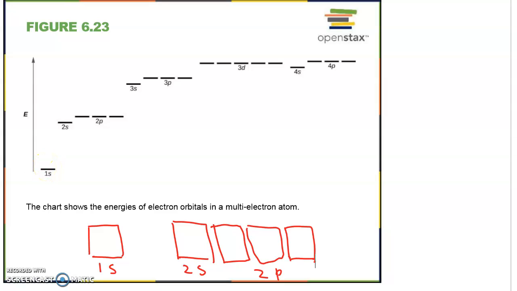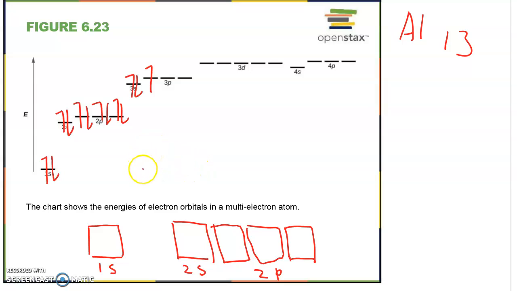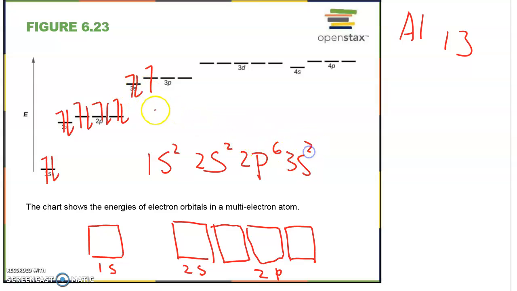All right, so let's try aluminum. So aluminum, it is number 13. All right, so let's do it. 1, 2, 3, 4, 5, 6, 7, 8, 9, 10, 11, 12, 13. Okay, so how do I write the electron configuration? It will be 1s2, 2s2, 2p6, 3s2, and also 3p1.